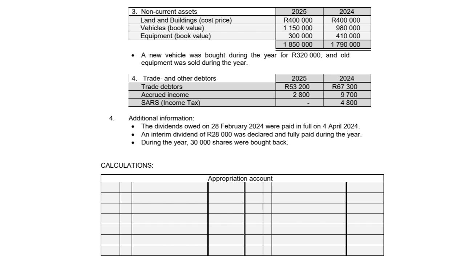Number 4, additional information. The dividends owed on 28 February 2024 were paid in full on 4 April 2024. An interim dividend of 28,000 rand was declared and fully paid during the year. During the year, 30,000 shares were bought back. Firstly, we need to do 2 calculations for the appropriation account and the retained earnings.